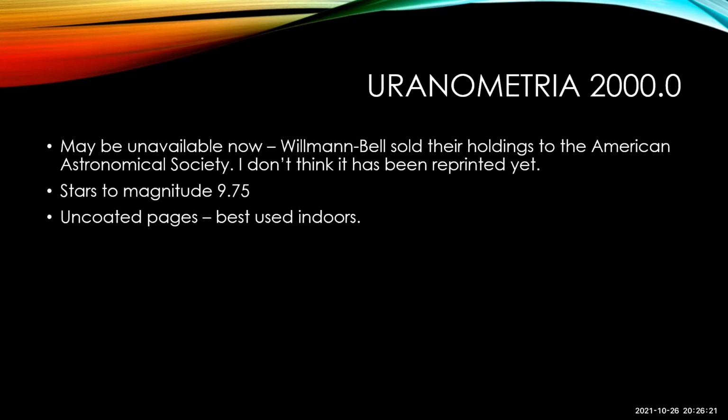The drawback I have with these is that it's a 2-volume set, or at least the old ones that I have are 2 volumes. I believe there's a 1-volume second edition that's available now, or will be. It plots stars down to 9.75 magnitude. The pages are uncoated. So if you leave that book open on a table while you're observing, those pages are going to get wet. You should lay something over them or use them only indoors, whichever. I have done both of the above.